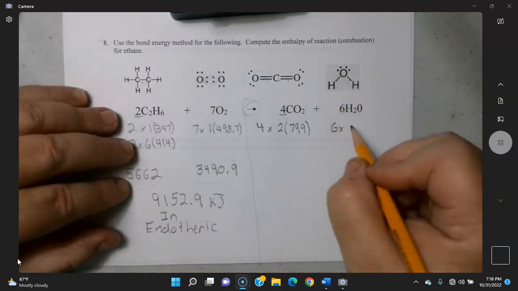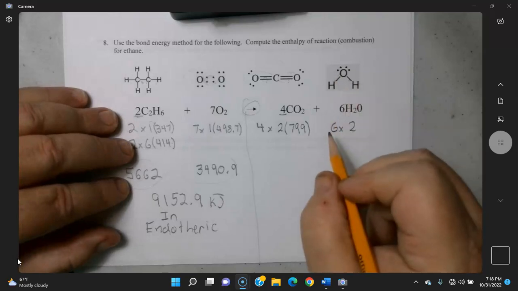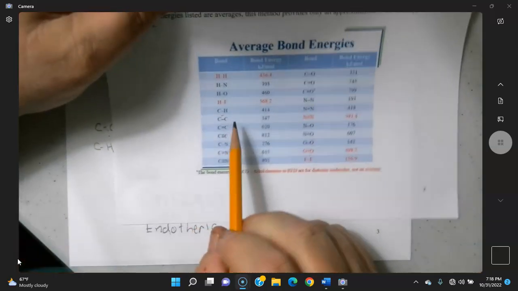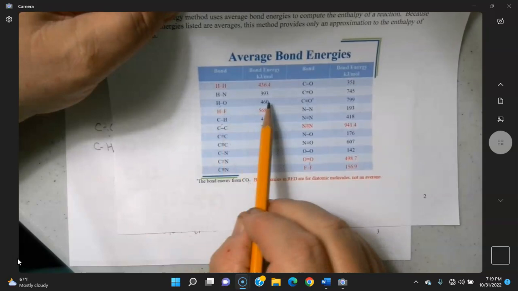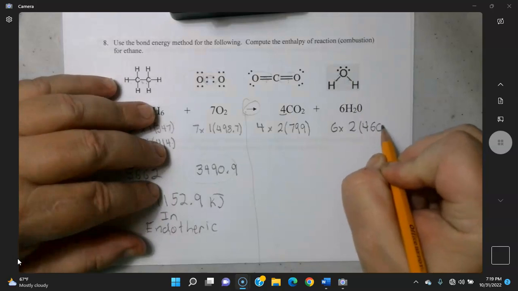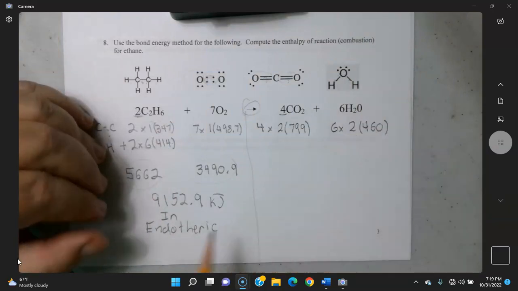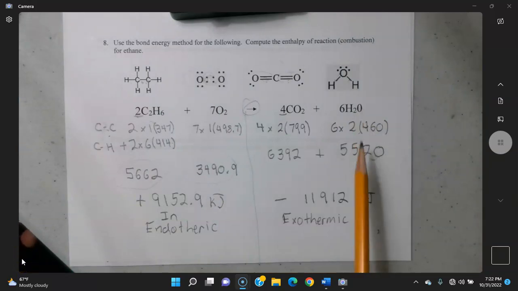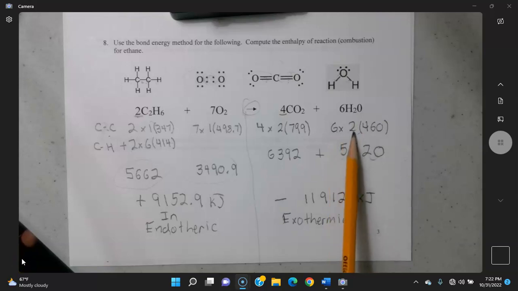So anyway, we have 2 of these per molecule, hydrogen-oxygen single bonds, and it doesn't matter if we call it HO or OH, its HO is 460. Now we have to sum all of this up. So I multiply 6 times 2 times 460, and I get 5,520. Now when I add these 2 numbers together, I get 11,912 kilojoules. Now that's the energy coming out.